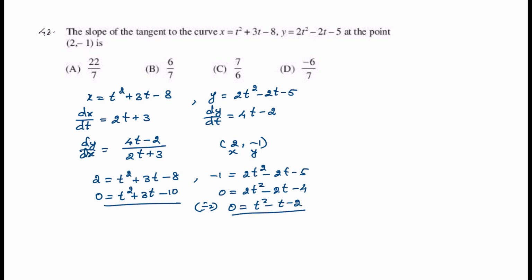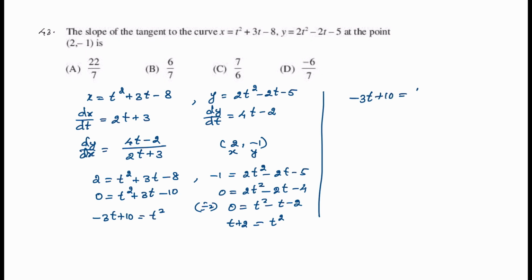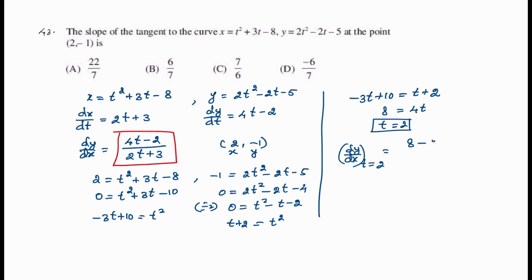Now to solve these two equations, we will eliminate t square. T square is t plus 2 from this, and t square is minus 3t plus 10 from the first equation. Now we will equate t square from both these. We get minus 3t plus 10 equal to t plus 2. 4t is 10 minus 2, 8. Therefore, t value is 2. Or you may solve the quadratic equation separately. The common solution has to be taken as t value, which will be 2. We have to find the slope of the tangent dy by dx at t equal to 2. Let us substitute t value here. 4 times 2 is 8 minus 2 upon 2 times 2 is 4 plus 3. 6 upon 7. B is the correct option.